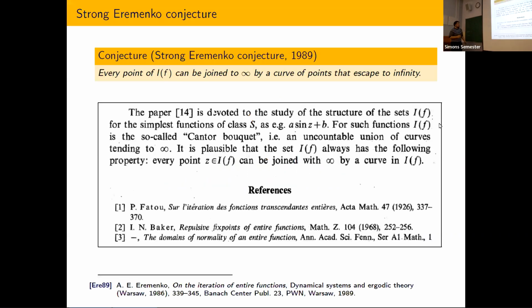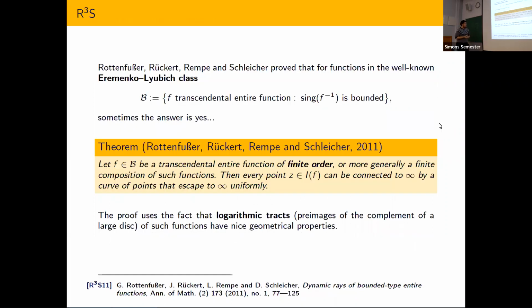As a reminder, the strong Eremenko conjecture says that every point in the escaping set can be connected to infinity by a curve of points that escape to infinity. In other words, the escaping set union infinity is path connected. So again, as Andrew explained before, the first counterexample to the strong Eremenko conjecture dates back to 2011. It was given by Rottenfusser, Rückert, Rempe, and Schleicher.